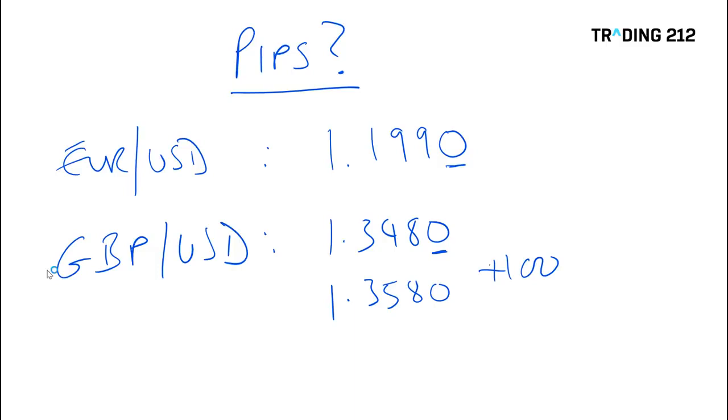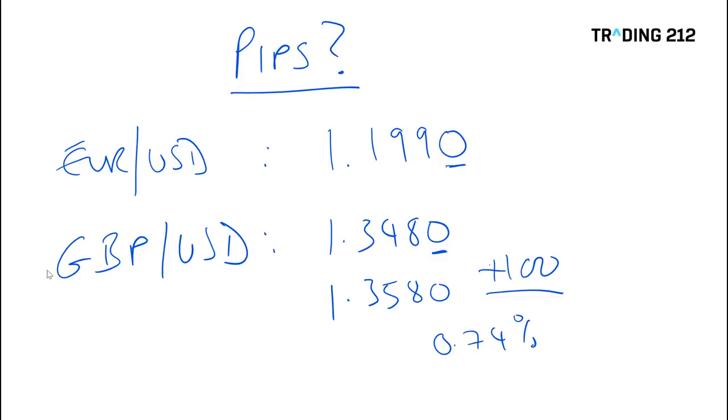In percentage terms, that move of 100 points from 1.3480 to 1.3580 is actually only a 0.74% move. But because we don't see currencies move 10% a day, this is why it's a relatively big move. And in point terms, it's 100 points. So hopefully that bit is clear.